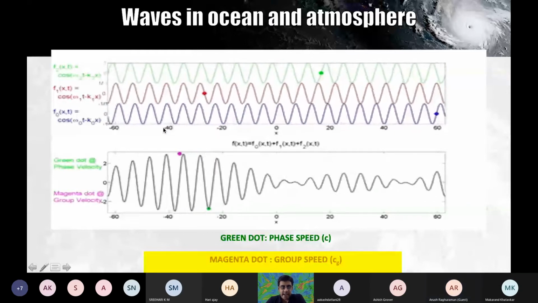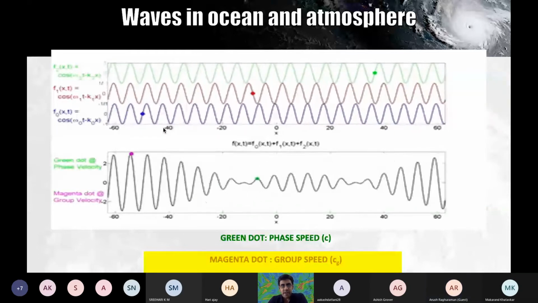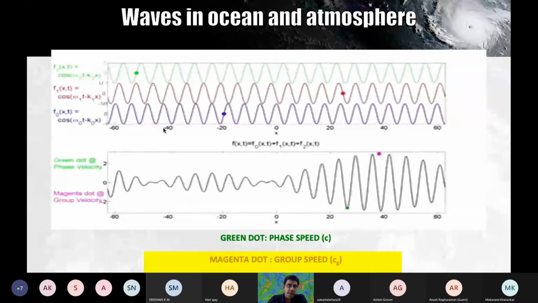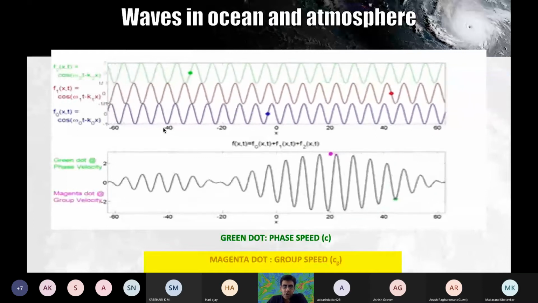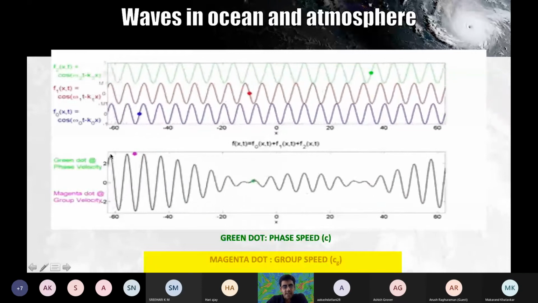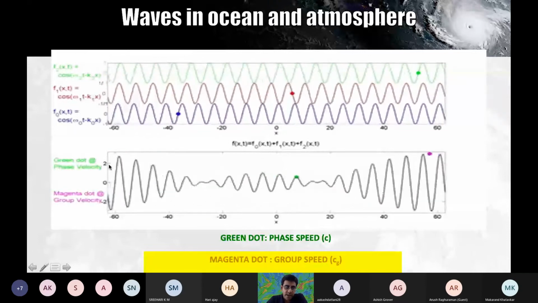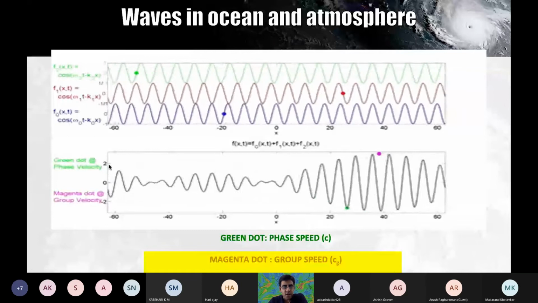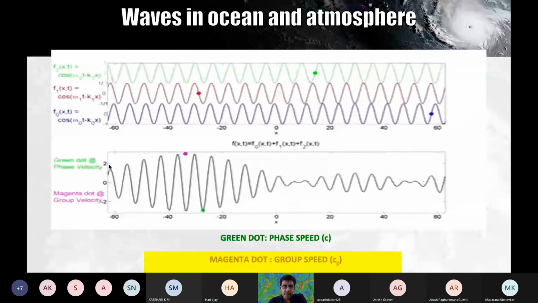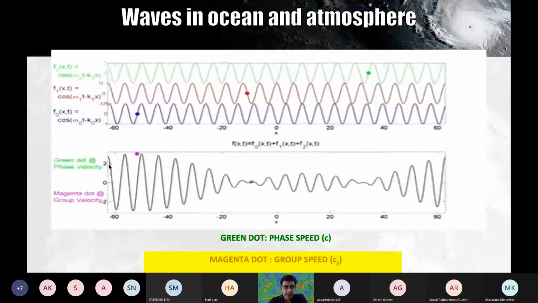This is a slightly technical aspect of waves, but let me try to put it in a simple format. There are two things when you talk about waves: phase velocity and group velocity. Let me put it in very simple terms what this means, because this is a very important aspect of waves. Without this, meteorologists will be baffled.